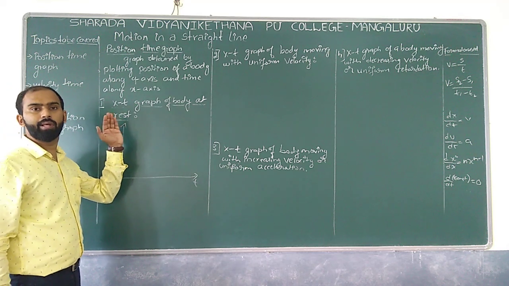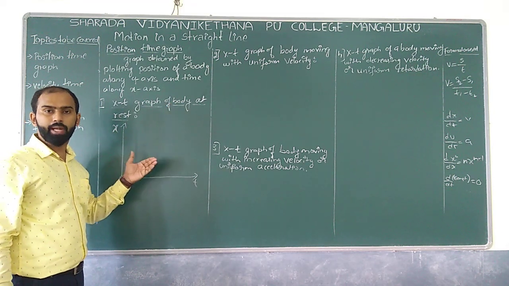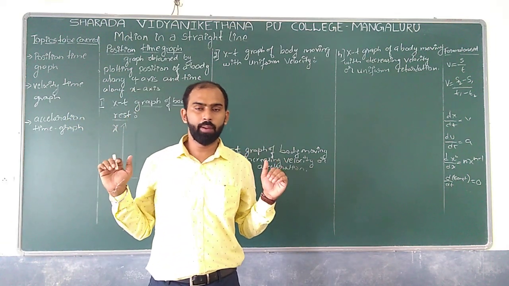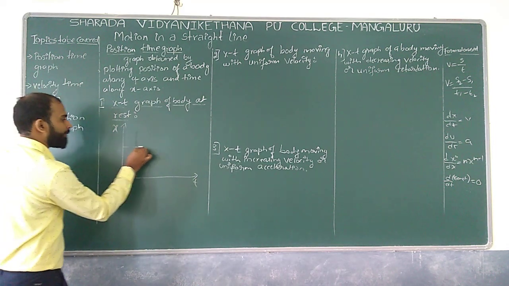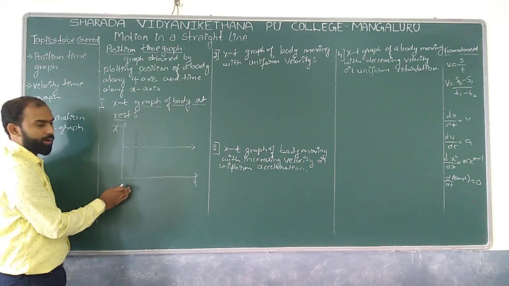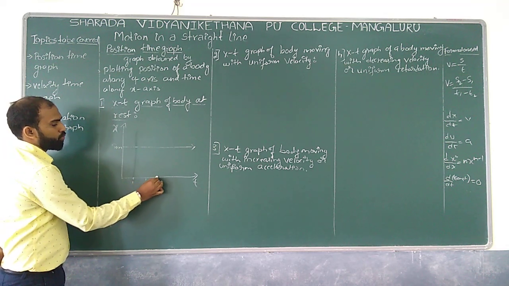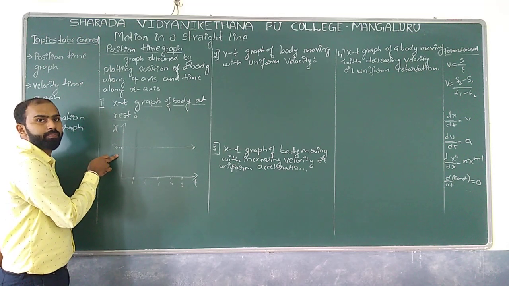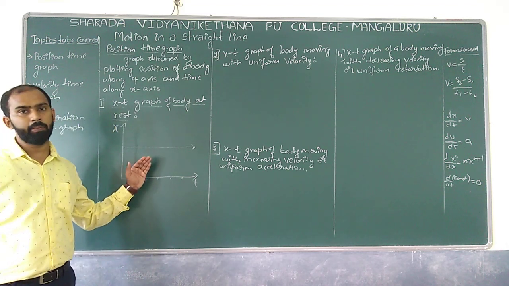Now your job is to plot the xt graph for a body which is at rest. Body at rest in the sense that time is running, but am I moving or am I standing? Time is running with respect to my position, correct? So I can expect the graph somewhat like this. If time goes 1, 2, 3, 4, 5, the position I have covered is only 5 meters. The time is running, but I have covered only 5 meters. This is a way of representing the position-time graph.